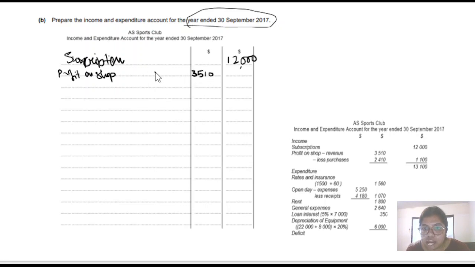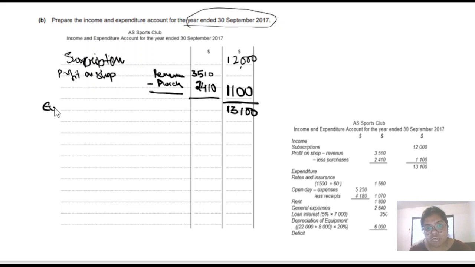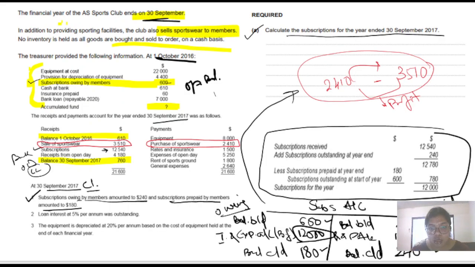3,510 is your revenue, and you have to deduct the purchase, that is your 2410. It means 1,100. Okay, so this is your total income, 13,100. After that, you have to deduct your expenditure. So from where did you get your expenditure? From your receipt and payment account.